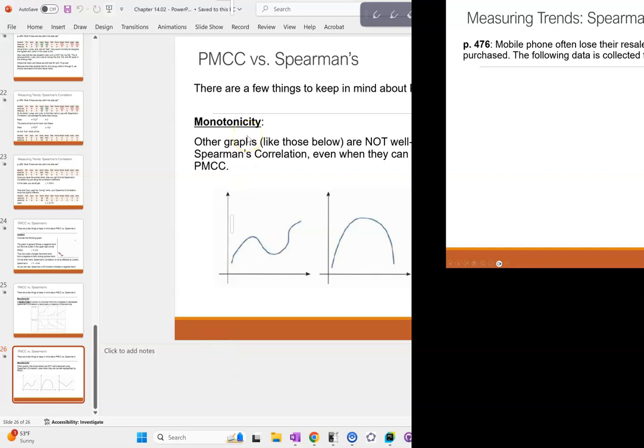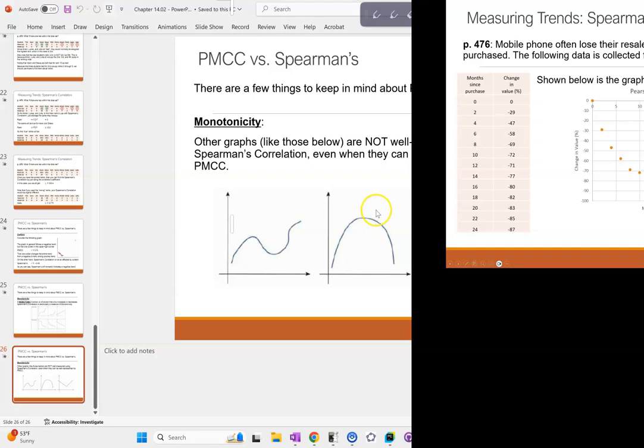All right, so let's look at an example here. Mobile phones often lose their resale value quickly. The following data is collected for one particular model: the age of the phone and the value as a percentage change in value. So after 2 months, it's worth 29% less than what you paid for it, all the way to 24 months where it's worth 87% less than what you paid for it. To do a Spearman calculation, oh, sorry. Let's plot the data first.